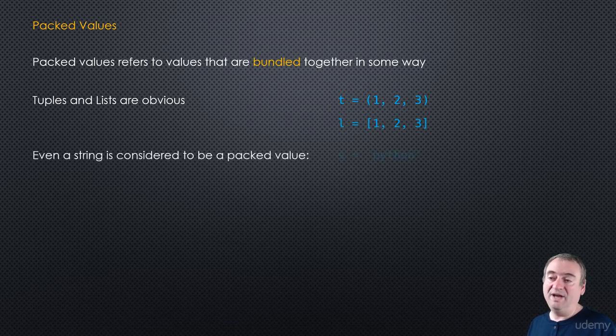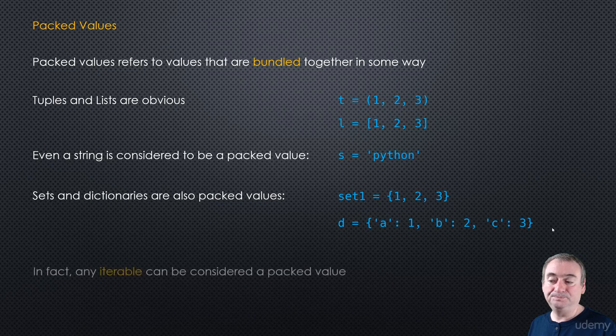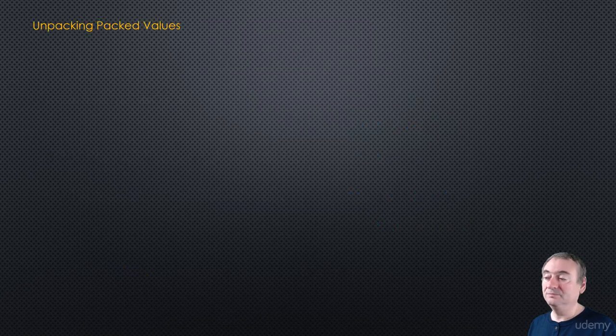Strings are considered packed values too, like this string here has individual characters, Python, so they're bundled together. Sets and dictionaries are obviously also packed values, like a set, which contains those 3 elements, or a dictionary that contains those 3 key value pairs. So in fact, any iterable is considered a packed value. So really, when we talk about packed values, we mean an iterable. And when we talk about unpacking packed values, we really mean unpacking iterables.